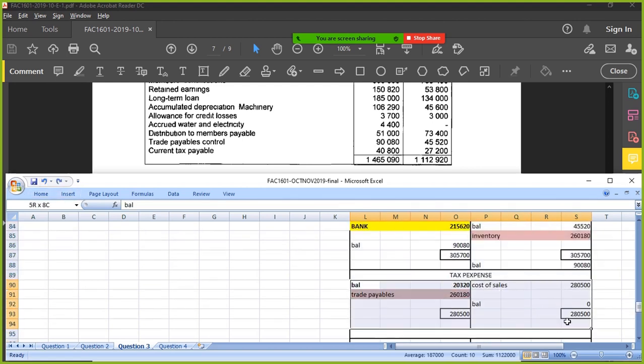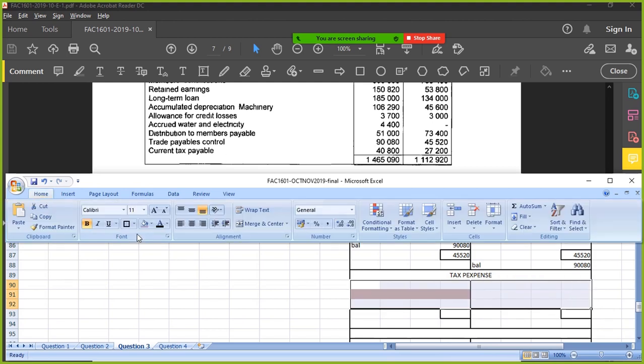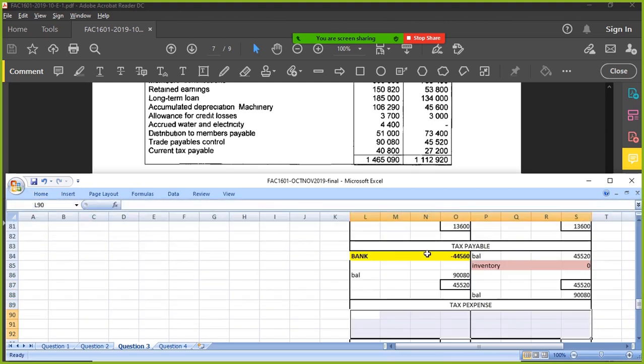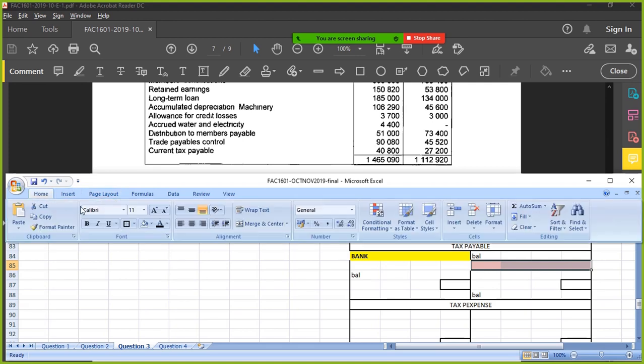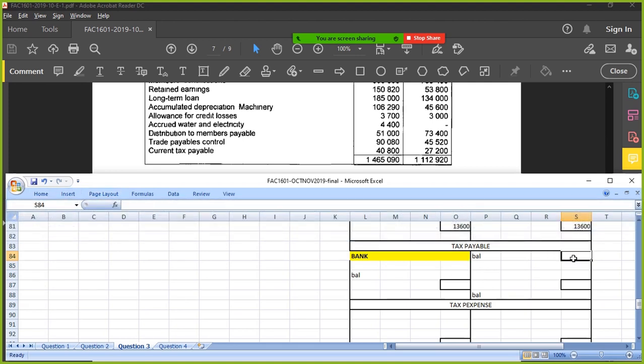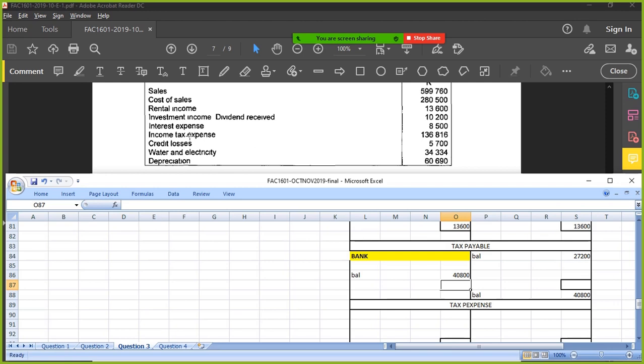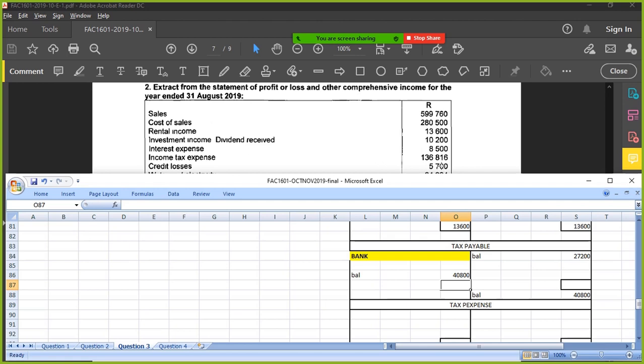Actually, we don't have to delete that one, just the bottom one. Okay, so tax payable 27,200, 40,800. All right, what is the tax? Where's the tax? Yeah, income tax expense. 136,816.